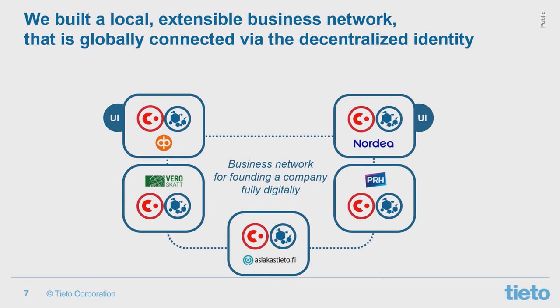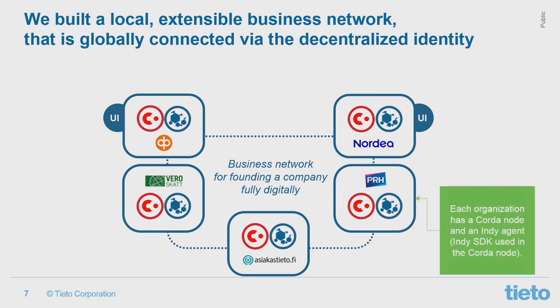So we created a local Corda network that is globally connected via the decentralized identity. Each organization had, of course, a Corda node, but each of them also had an Indy node, meaning that they already have a way to communicate in the decentralized identity network. And each stakeholder, any founder or any individual in the process, used user interfaces. In our project, it was done through the banks. So banks created the user interfaces, and the process management for the stakeholders was done through the banks' user interfaces.